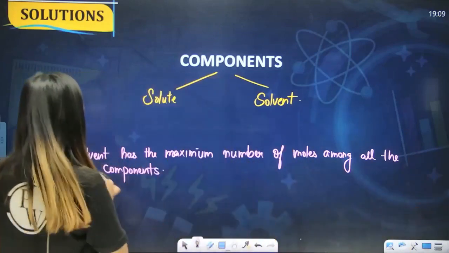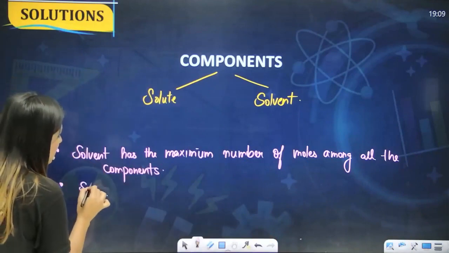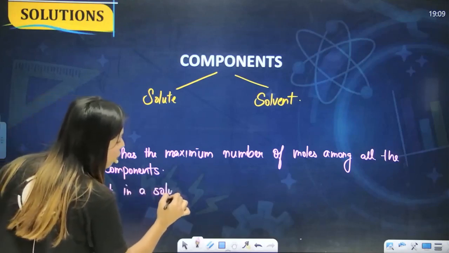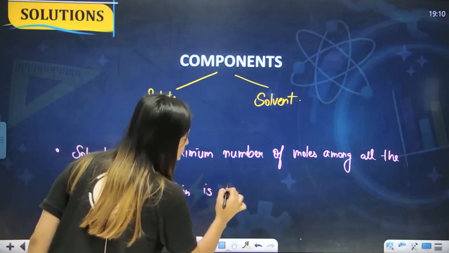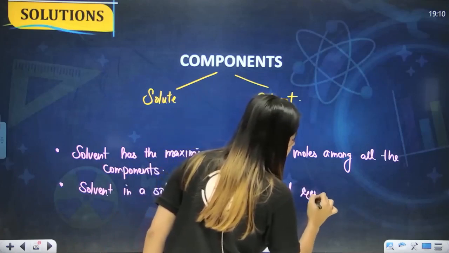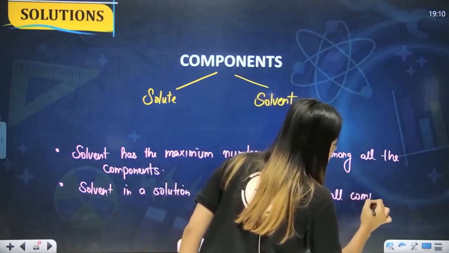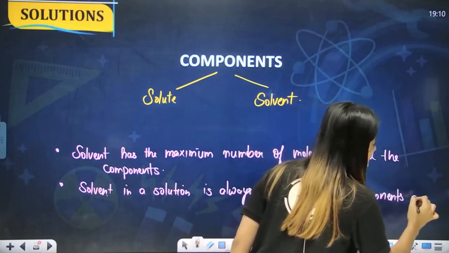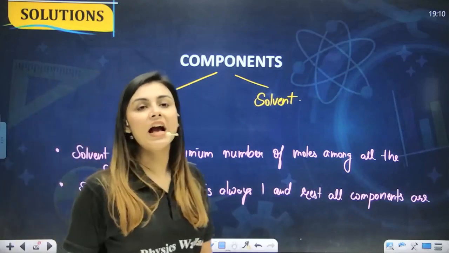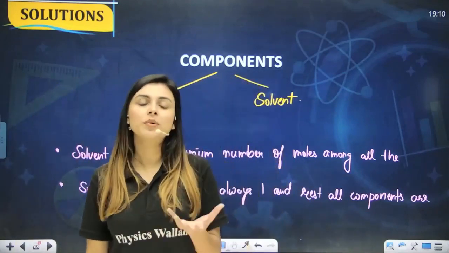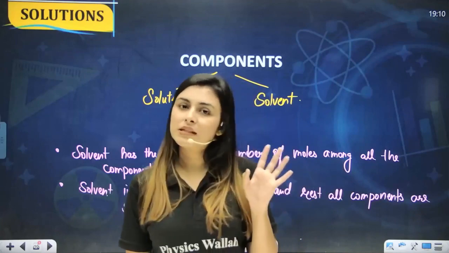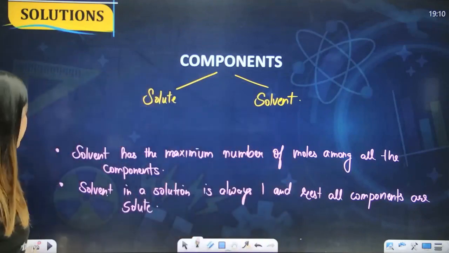So from here, another note to be made is that the solvent in a solution is always one, and the rest of the components are solute. So you can have n number of solutes, but you will only have one solvent. And which will be the solvent? The component with the maximum number of moles will be the solvent. I hope this is clear. Very good. You can write it and then we'll move forward.